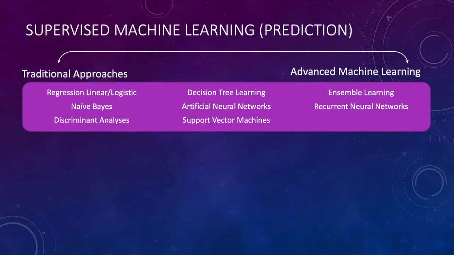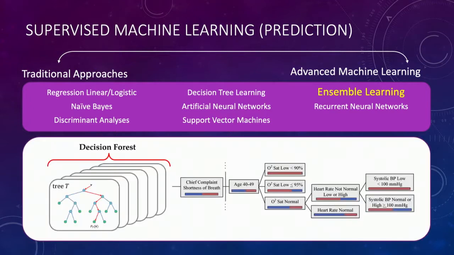Machine learning techniques have also been used for a long time, but they haven't become as prevalent because the computing power that's now available wasn't then. So you see these traditional approaches, then decision tree learning, artificial neural networks, and then there's this world of advanced machine learning, which is ensemble learning and recurrent neural networks. I'm not going to go over all these, but just to give you an idea of what's on what side of the spectrum. The one that's probably most important now is really ensemble learning.